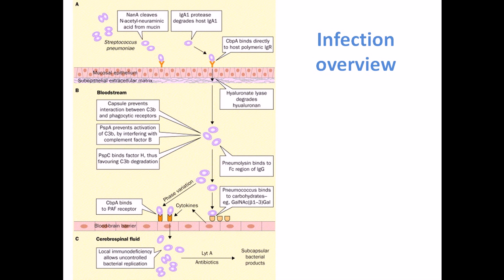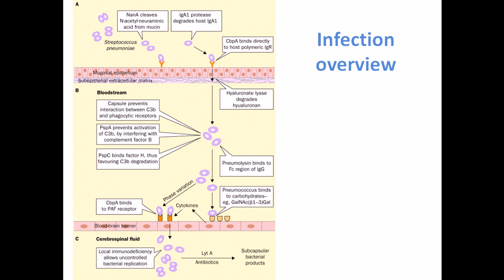Now the second round is in the bloodstream, and in this case they produce a capsule outside their cell membrane. They have a cell wall, and outside their cell wall they have a coat, a glycocalyx kind of layer. It is called the capsule. This capsule is very important to help them not to be opsonized, not to be phagocytized, because for phagocytosis they require the complement protein C3b, but this capsule prevents the interaction between C3b and phagocytic receptors, blocking the opsonization process.